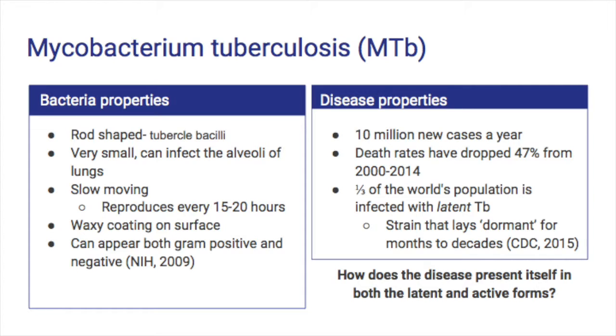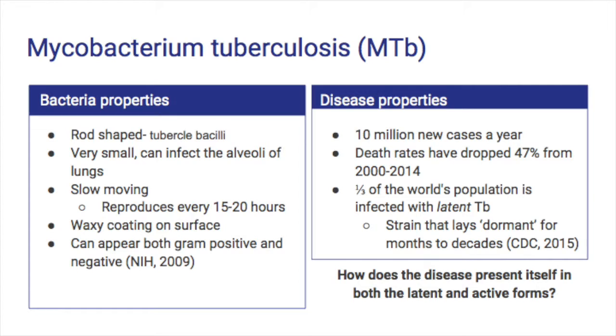It's a slow-moving bacteria in the sense that it reproduces about every 15 to 20 hours, so it will take a while to get that presence up. It has a waxy coating on the surface and can appear both gram-positive and gram-negative, which makes it sometimes hard to diagnose. And then the properties of the disease are another story.